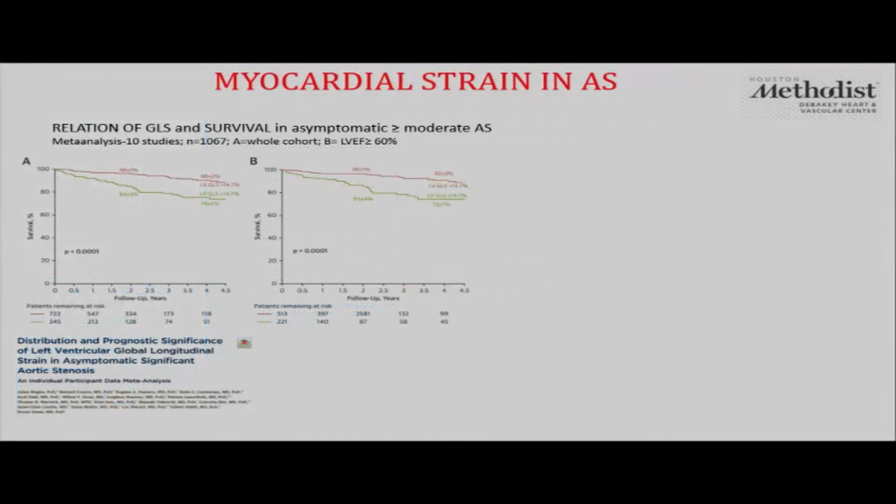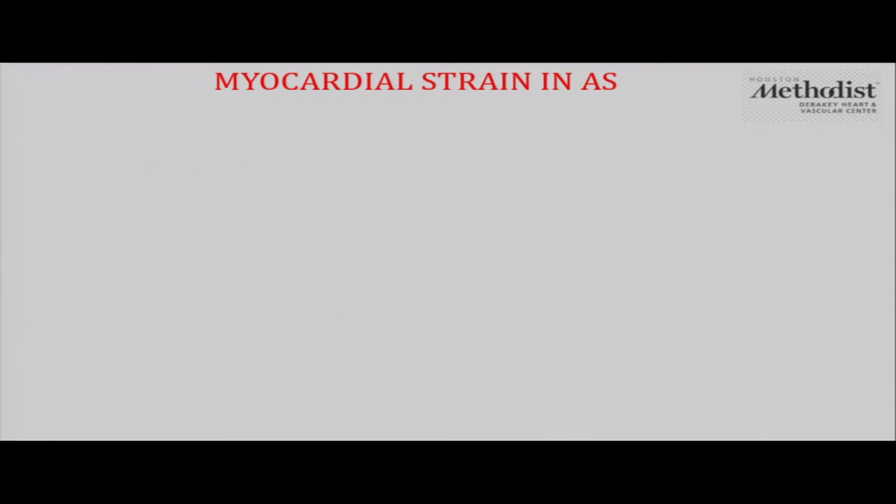I know half of the room is going to be divided into two if we talk about this. But again, there is data. There is data showing that actually, a GLS cutoff of 14.7% in this study, which was actually a meta-analysis of more than 1,000 patients, showed that actually 14.7% cutoff predicted survival at 2 and 4 years. They showed that beyond the valve, actually, low GLS predicts poor survival.